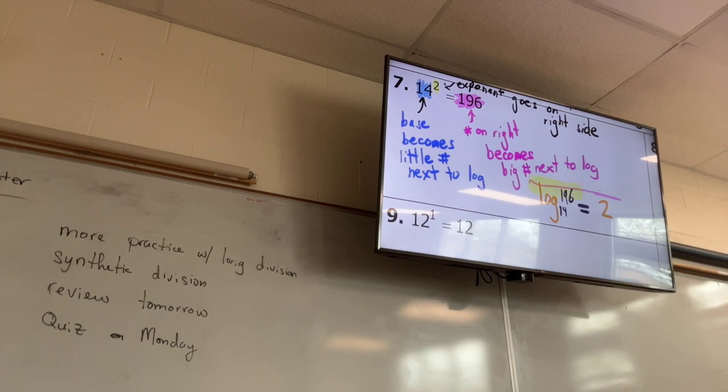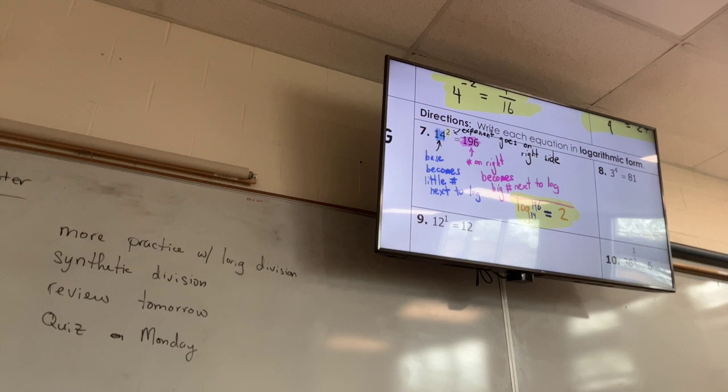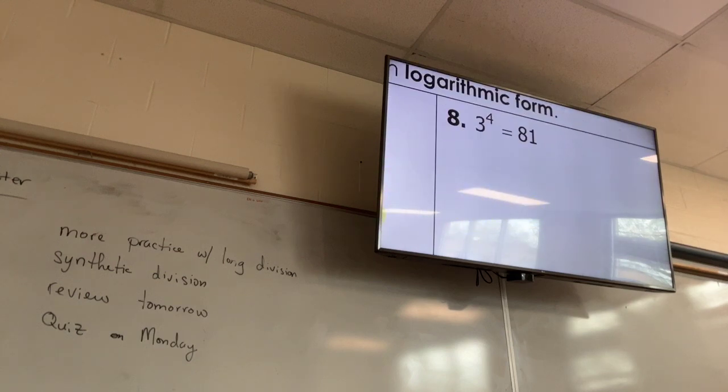That's my answer. Okay? And move on to number 8. Okay, so just write an equal sign. Write the word log. What number is going to be on the right side here? 4. What's going to be the small number next to log? The big number next to log. There you go. Okay. This means that 3 to the 4 equals 81.